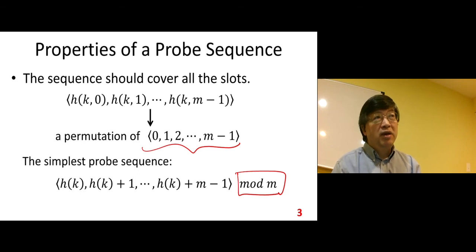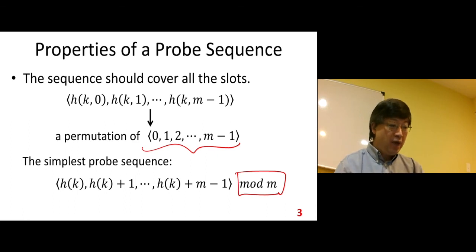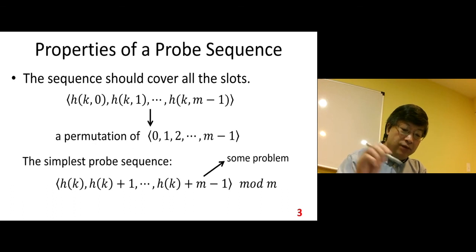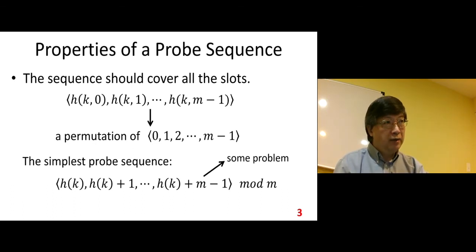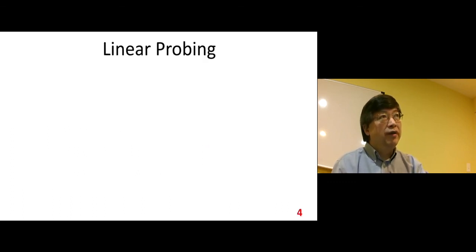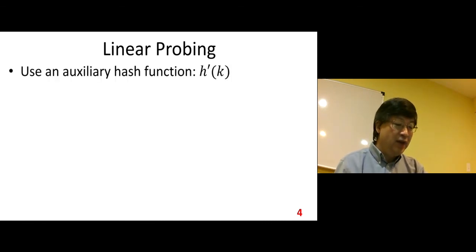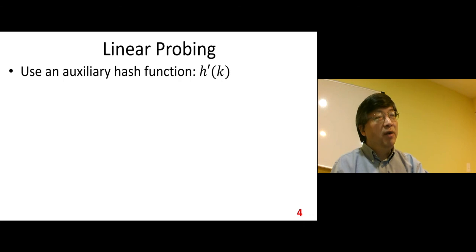But it may not be a good way. This method is simple, but it may not perform well. That's another issue. The performance may not be good. So we can look at that problem, the performance problem. So what problem does this simple design have? Let's look at this. This probing method is called linear probing because we use a linear function. So what is linear probing?